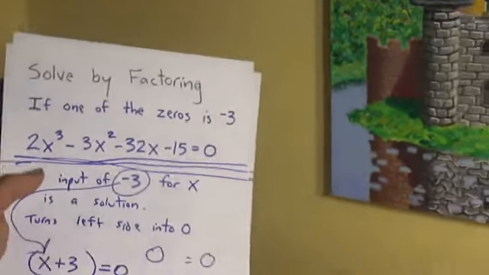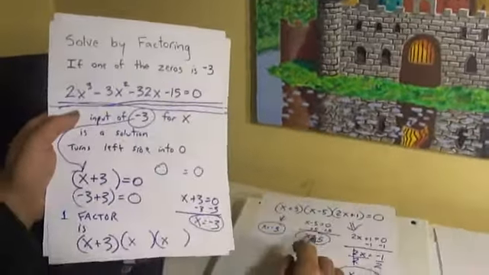So here we go. X equals negative 3, x equals 5, x equals negative 1/2, and try that at home, okay? Go to chapter 6 in your book.